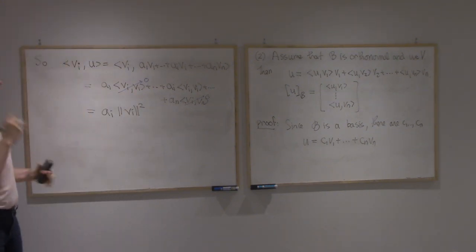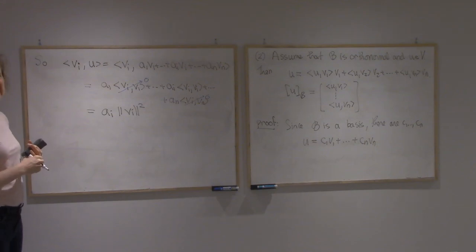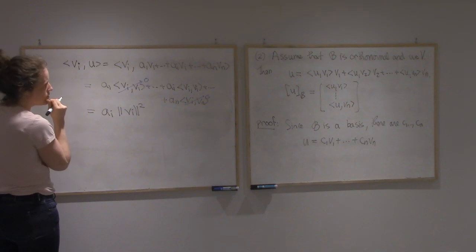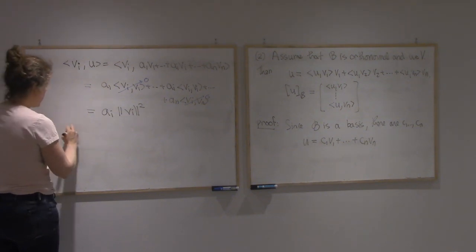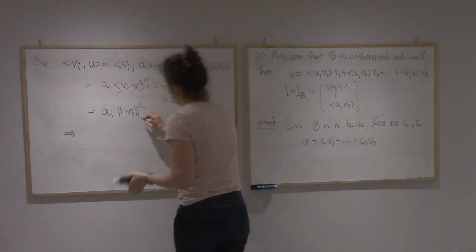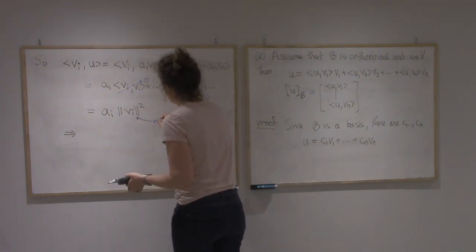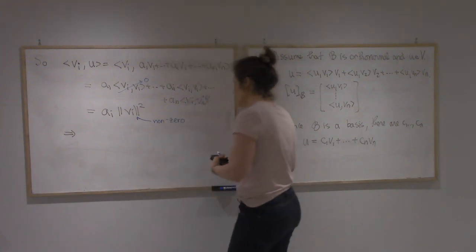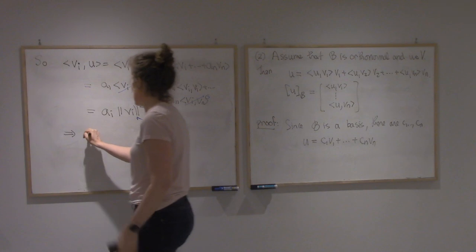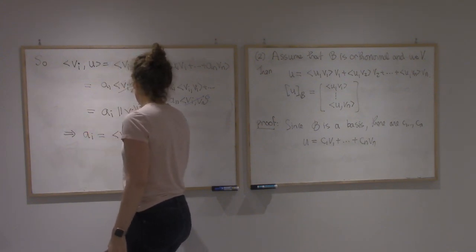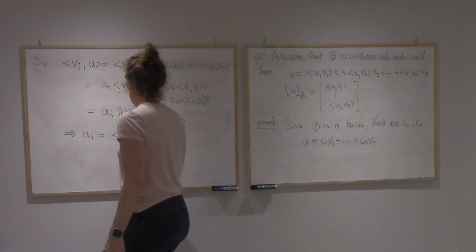So I get AI times the length of Vi squared, just like I did last time, but this time I don't know that it's 0, it's actually equal to this. And so if I solve for AI like I did last time, since this is non-zero because we have a basis, AI is Vi dot U over the length of Vi squared.